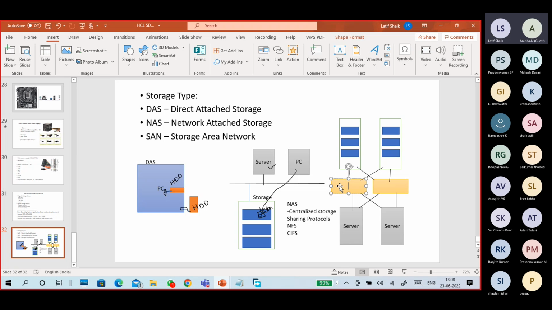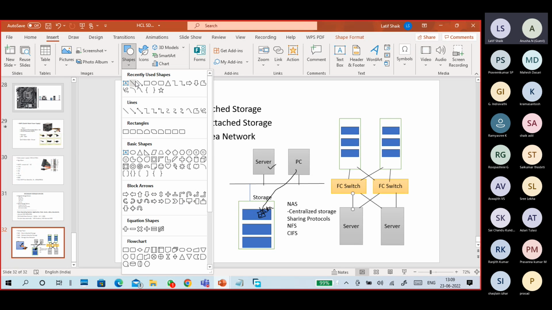So these are fiber optical switches. Why fiber optical? Normally in our networks, copper wires are used. They are not much faster, and there are some issues, which we'll discuss in networking. Fiber optics are faster, with very high speed data transmission. So all these connections are fiber optical connections. We use different types of connection like HBA.